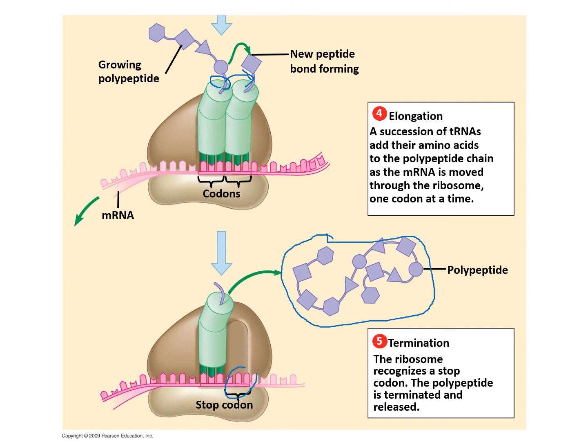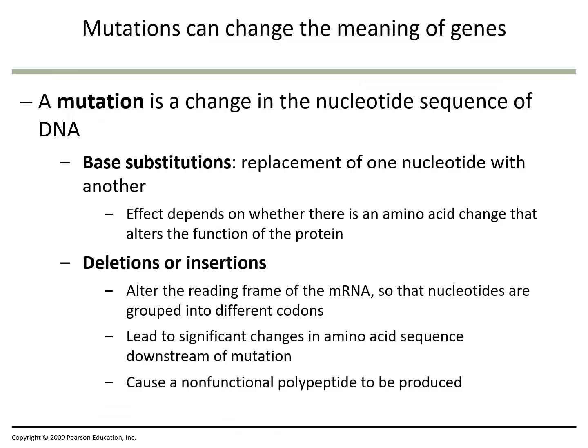The polypeptide is now in its primary phase. And depending on what these amino acids are, it's going to turn into alpha helixes and beta sheets. And then it's going to turn into a three-dimensional shape. And those are all held together with hydrogen bonds.